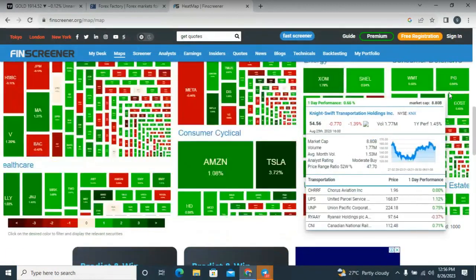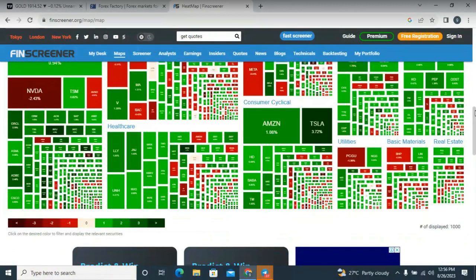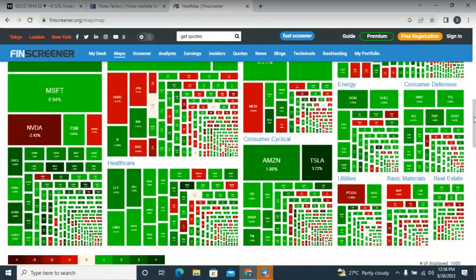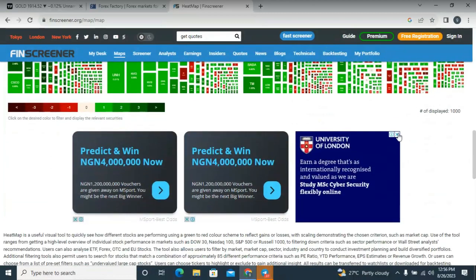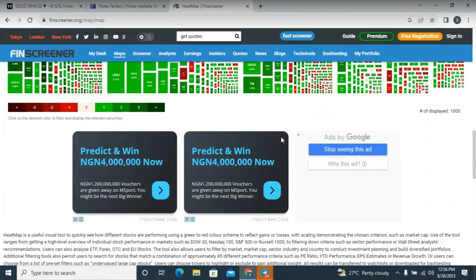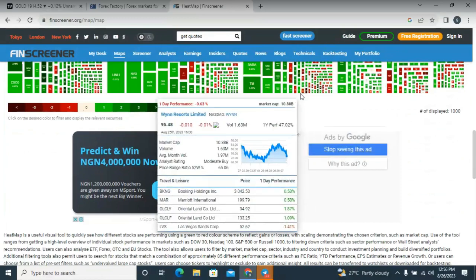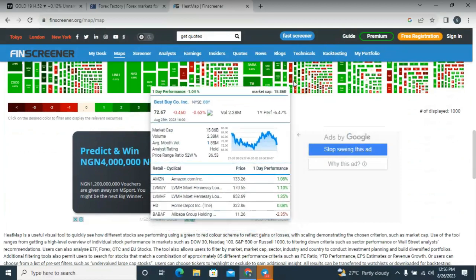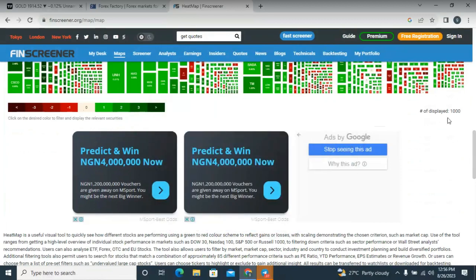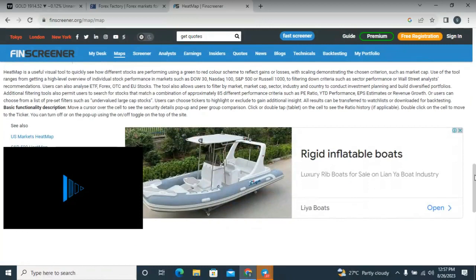So for you not to struggle yourself, for you not to suffer yourself, maybe you are looking for gold, or maybe US 30 or any of these, because you know that if you go to number 2 now, another page will open and you will see it there. Me, I don't like suffering myself in that manner. So what I always do, I will just come here. Then if you are looking for currency pairs, see what you will do.